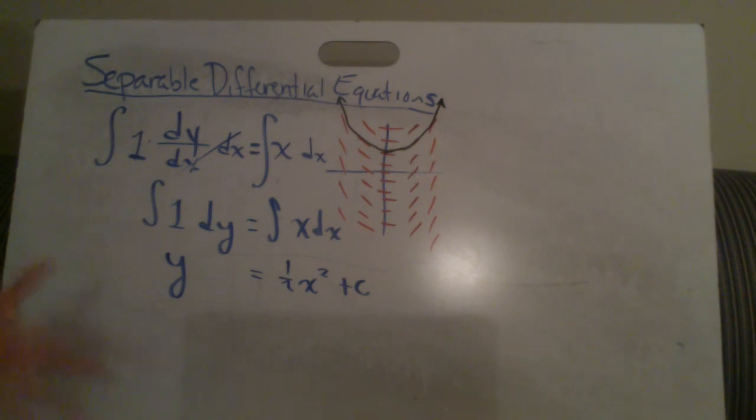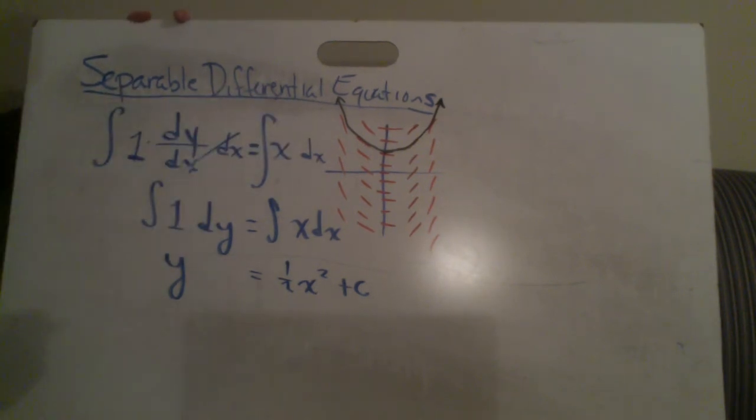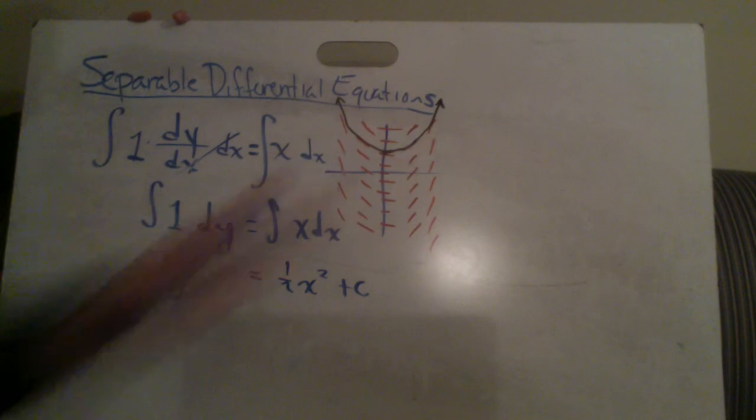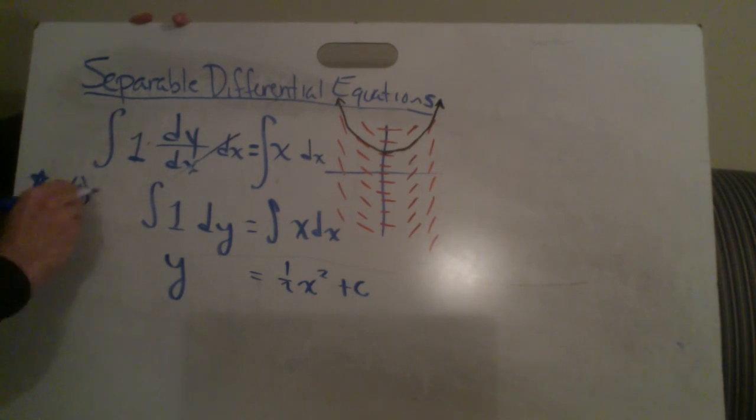But I also know that there was some kind of condition here, right? I said at the beginning I want to hit the point 0, 2. So rather than drawing out this picture, maybe instead algebraically I'd use function notation. I'd say something like, by the way, y of 0 is equal to 2.